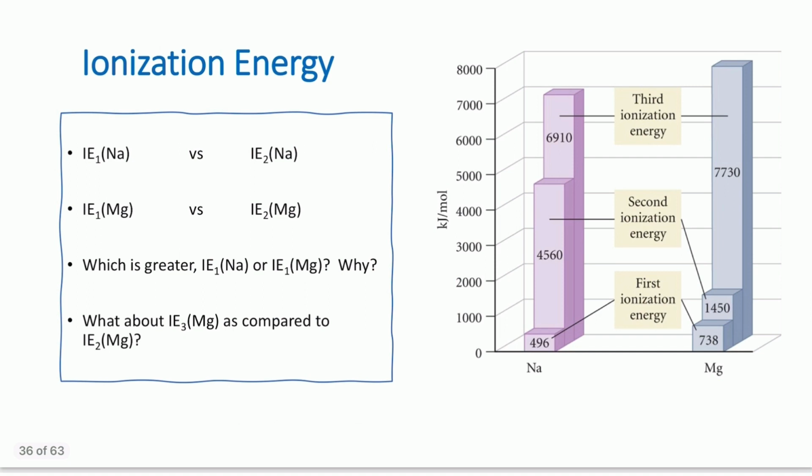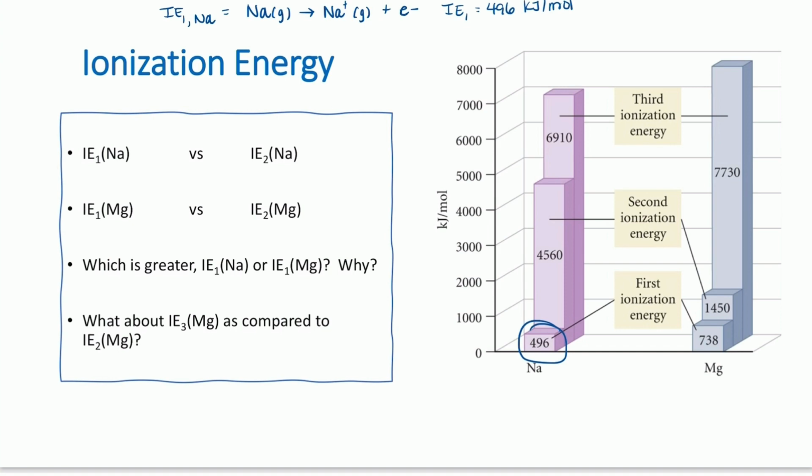I know the picture over here shows us the values already, but let's talk about this. What about the ionization energy of sodium? The first ionization energy versus the second ionization energy. The first means removal of the first electron. So IE1 for sodium: we've got sodium in the gaseous phase, giving me Na+ gas plus an electron. The ionization energy here is 496 kilojoules per mole. That's what I've got listed right here.